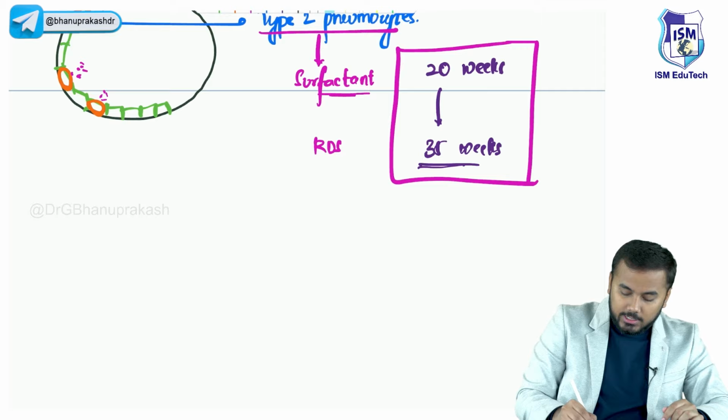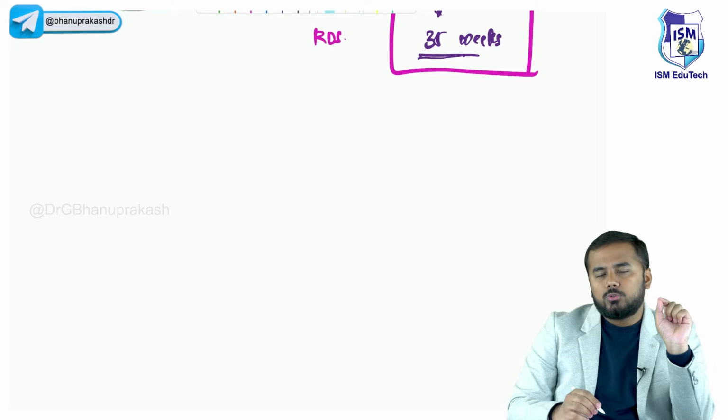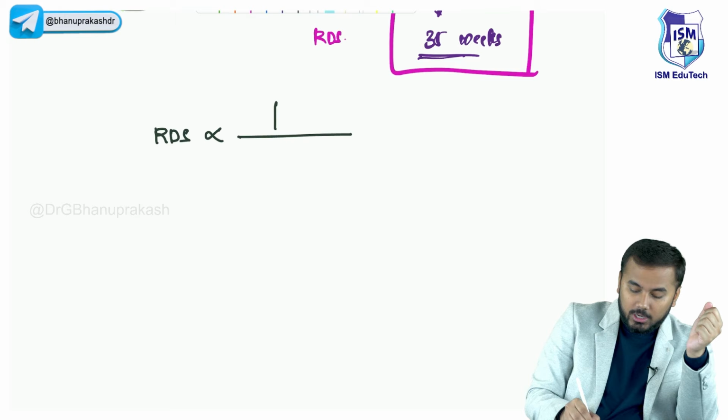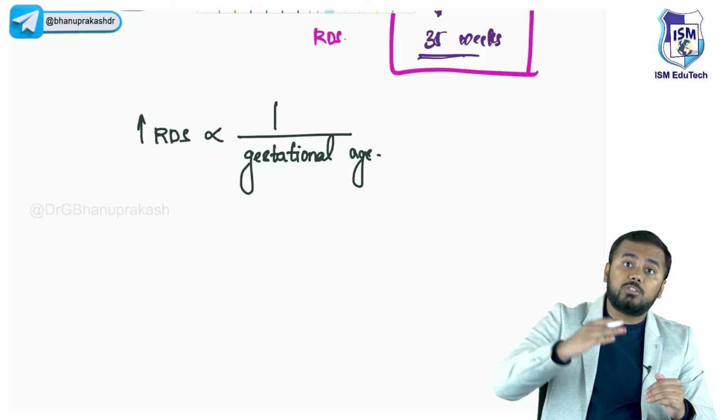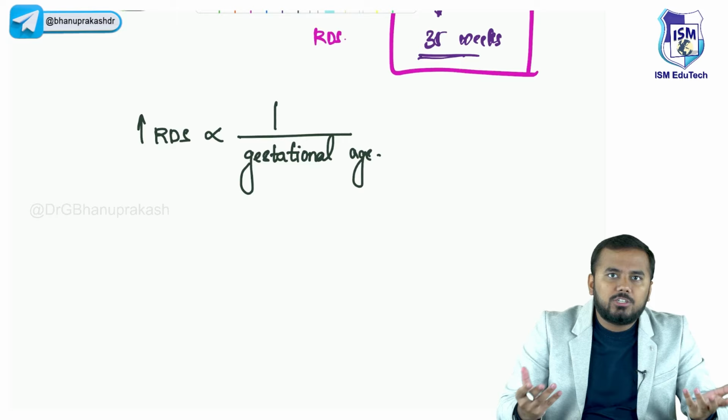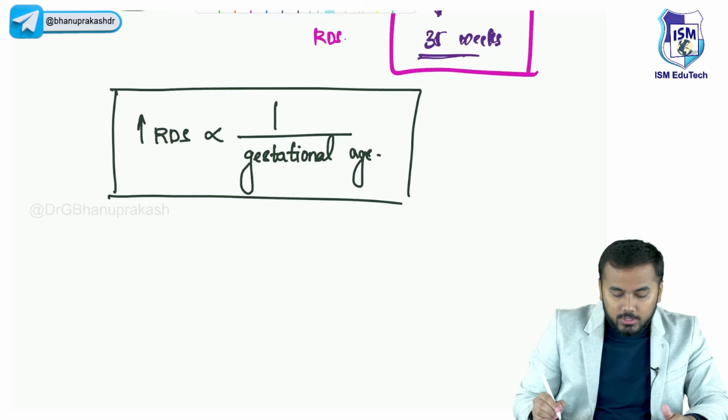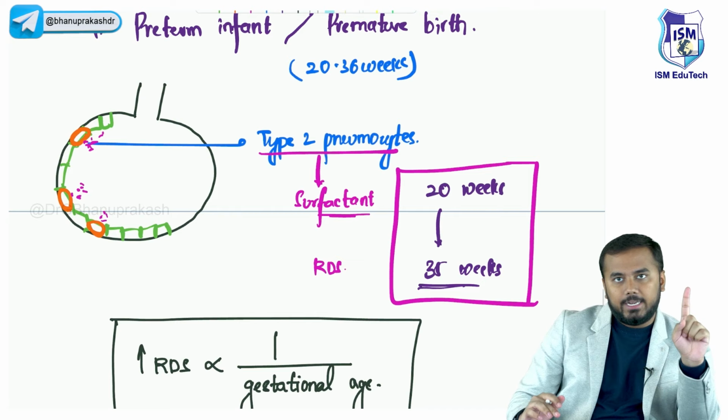There is one research, guys, in the New England Journal, which showed that respiratory distress syndrome is inversely proportional to gestational age. Obviously, if gestational age is less, like 20 weeks, the risk of respiratory distress will be more. If gestational age is more, like 38 or 39 weeks, the risk will be less. This is the base point I want all of you to remember. So the first important etiology is premature or preterm infant.